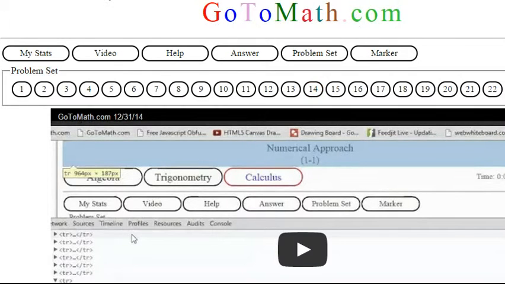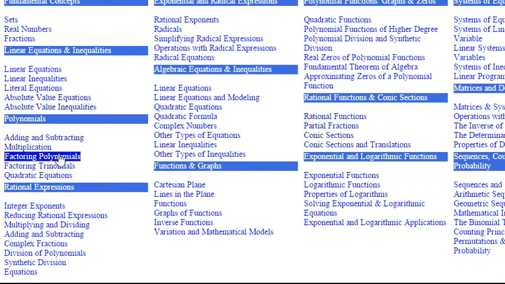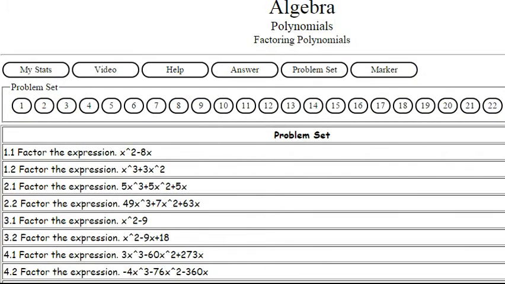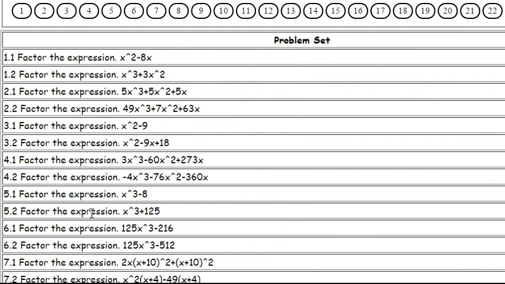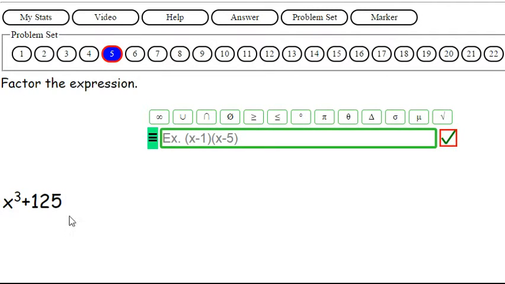Okay, we're over here at gotomath.com. Click on the algebra. Let's go down to factoring polynomials. And I believe we're looking at 5.2. Yes, 5.2. Okay, so we talked about this in the previous problem. Let's go ahead and I think I can remember that. X cubed plus 125.